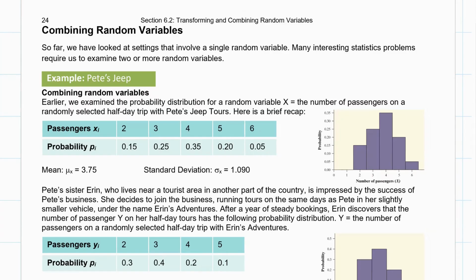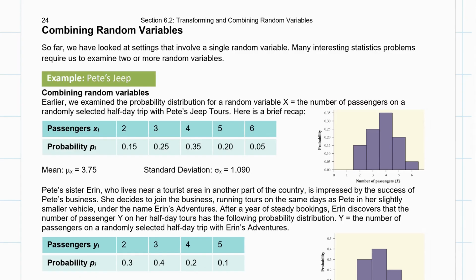This is a recording of the second half of section 6.2.2, Transforming and Combining Random Variables. In this particular section, we're going to concentrate on the combining.